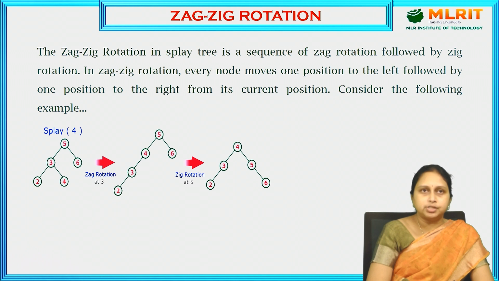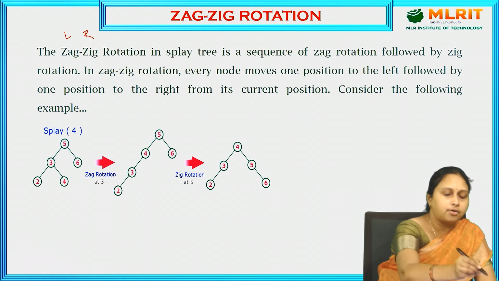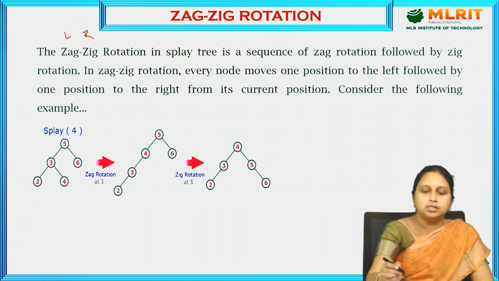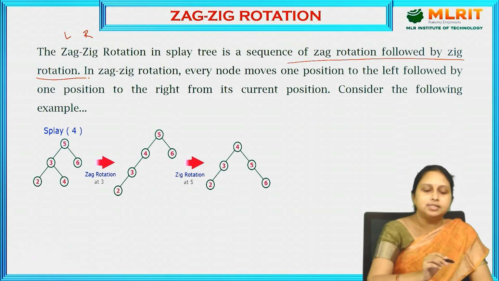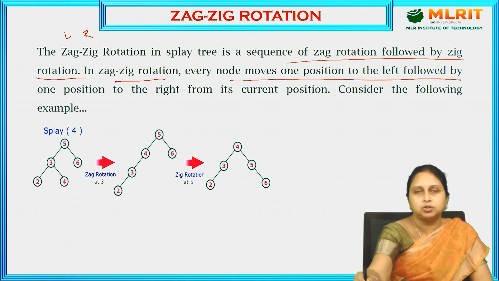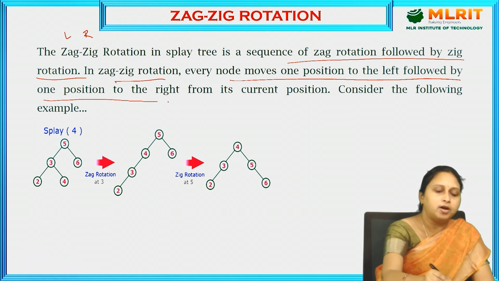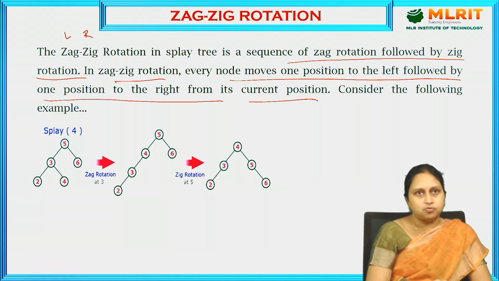And the last rotation we have is zag-zig rotation. Zag is left rotation and zig is right rotation. Here also it is a sequence of zag rotation followed by zig rotation. In zag-zig rotation, every node moves 1 position to the left followed by 1 position to the right from its current position. Now consider the following example.